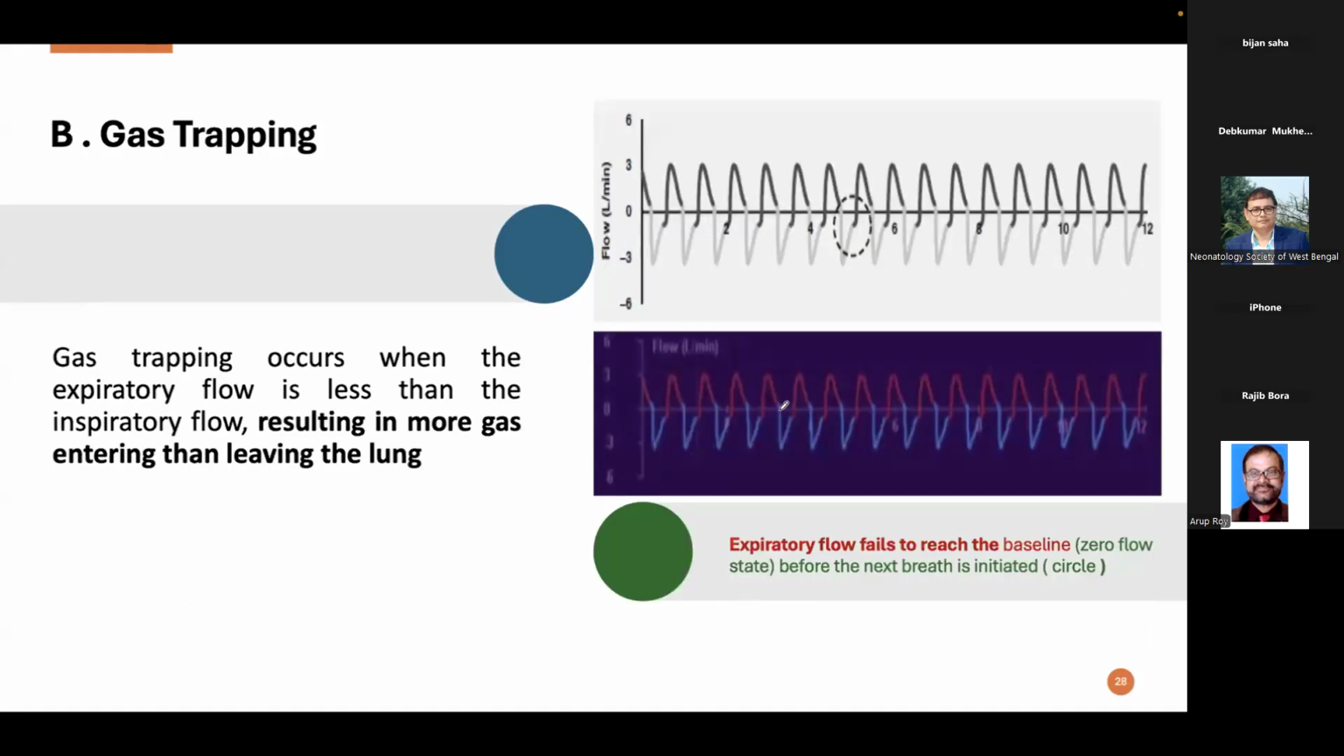Second, gas trapping. As you can see here, before this expiration finishes, the inspiration is starting. So you know that the expiratory flow here is less than the inspiratory flow. That means some amount of gas is being left behind in each breath. That leads to gas trapping, and ultimately that is also known as auto PEEP.